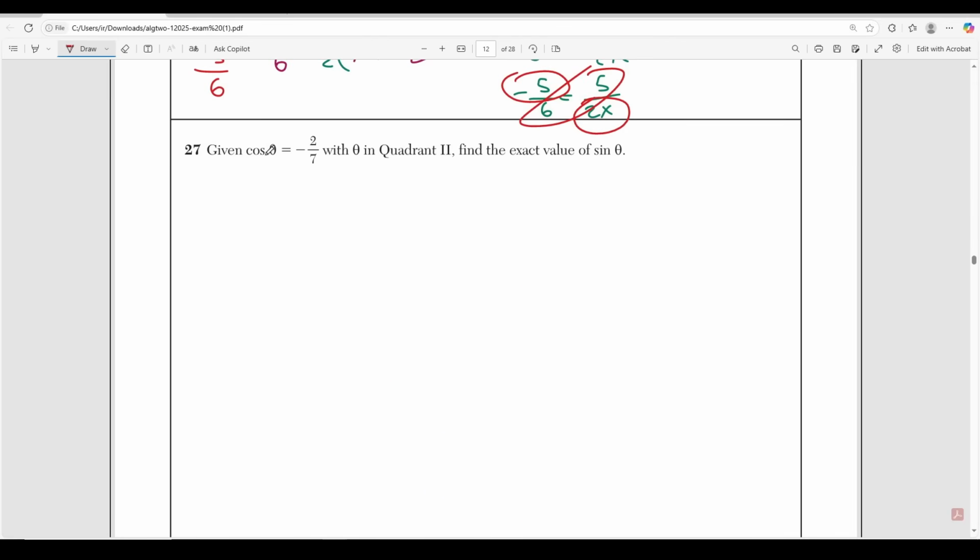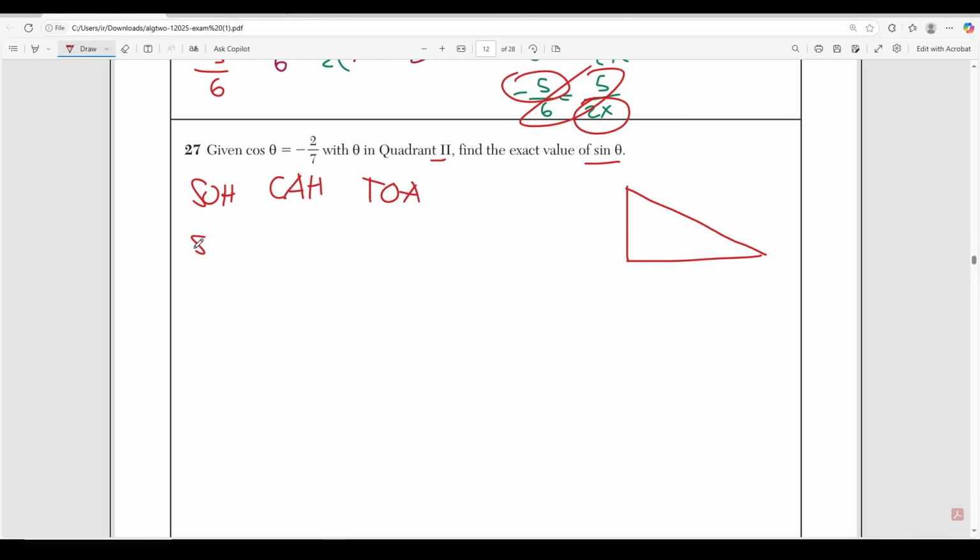Number 27 says that given the cosine of theta is equal to negative 2 over 7 with theta being in quadrant 2, find the exact value of sine theta. So to do a problem like this, all you have to do is just draw a right triangle, okay, and assign sides. So notice here, or always remember the saying SOHCAHTOA.